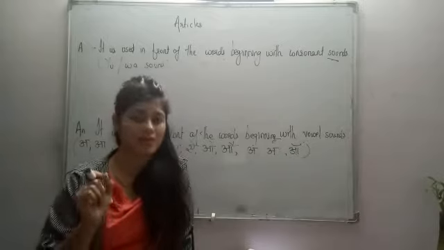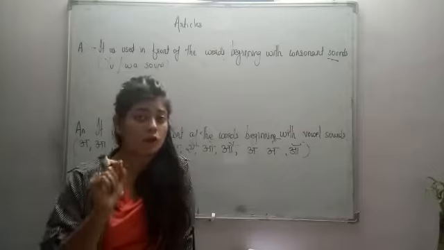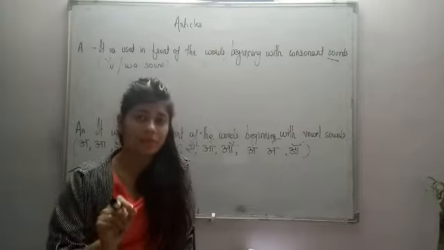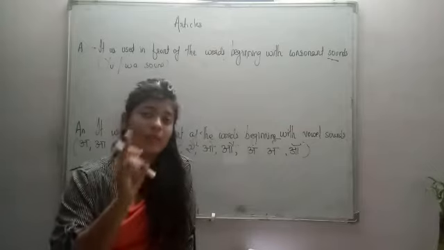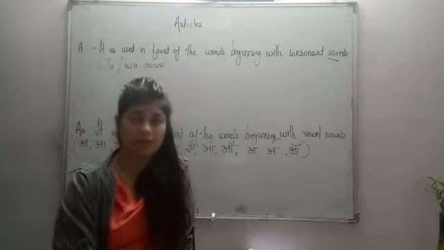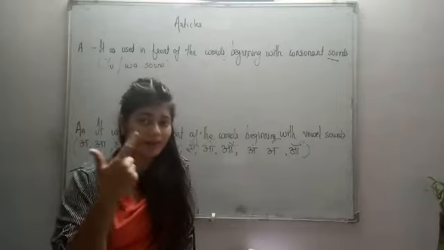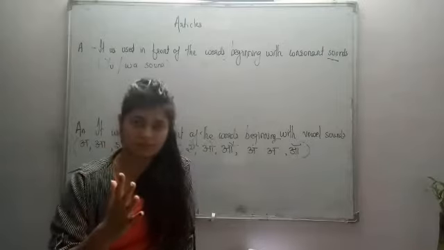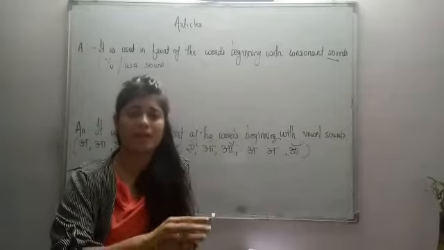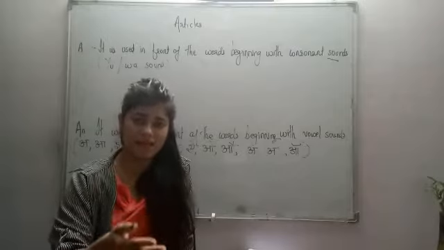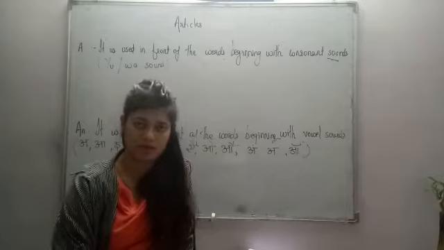We know there are 26 alphabets in English, and out of those 26 alphabets, 5 are vowels and remaining 21 are consonants. Now the 5 vowels are A, E, I, O, U, and remaining 21 like B, C, D, F and so on, these are all consonants.